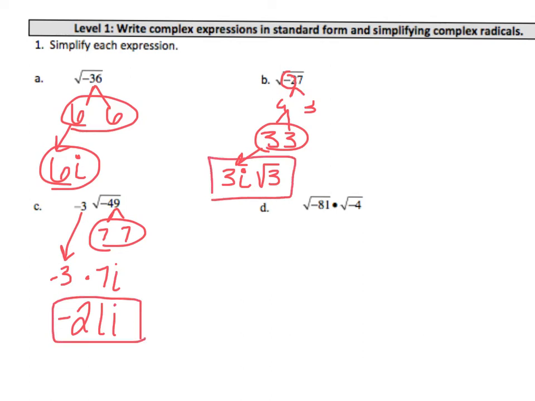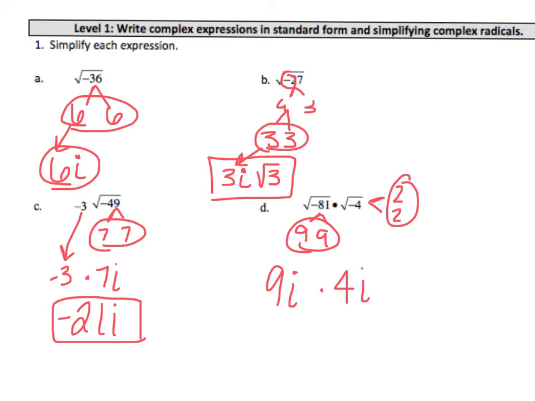Okay, and last one in D, when you have root times root, you can multiply the numbers together. I would always simplify first just to make sure that the numbers are smaller, easier to work with. So with 81, I'm going to break it down into 9 and 9. So that is a perfect square, and because 81 is negative, I'm going to have 9i. And then the 4 can break down into 2 and 2. So this is going to be times 4i.